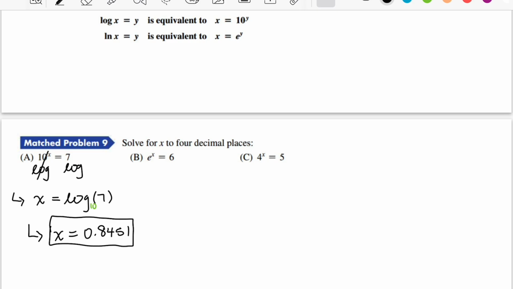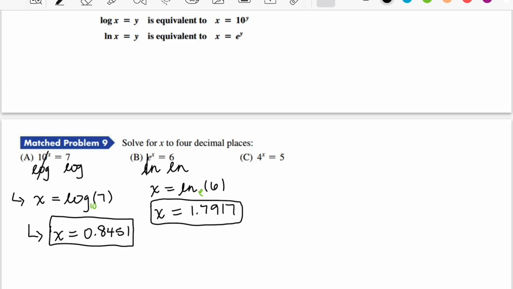And there we go. Doing the same thing for example B, we have our base e here, so we're going to use our natural log on both sides. So these cancel, and we end up with x is equal to natural log base e, we don't have to write that, of 6. And so then x is equal to 1.7917, and then we're just using a calculator for that as well.